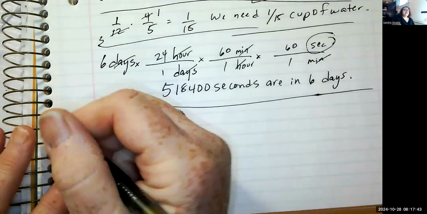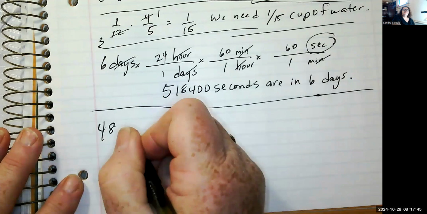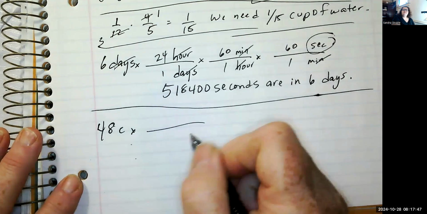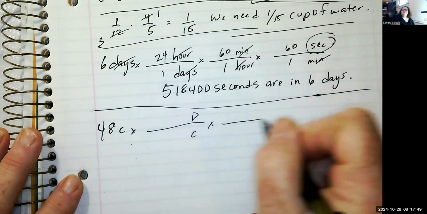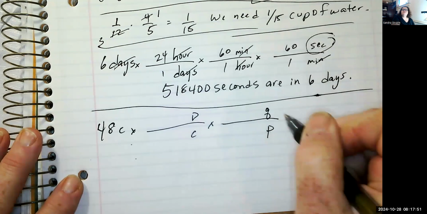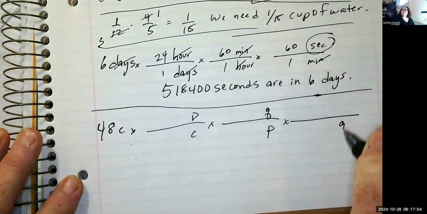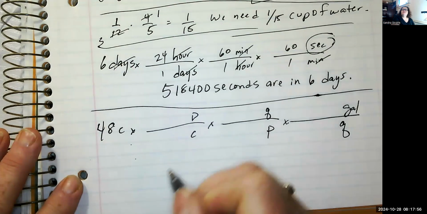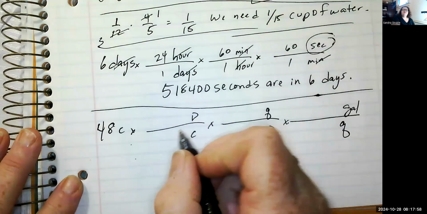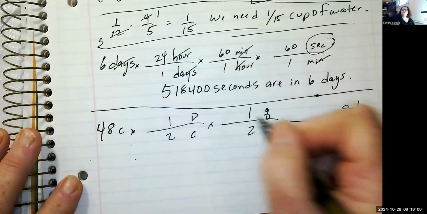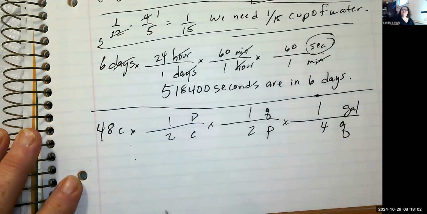Convert 48 cups to gallons. We need to go from cups to pints, pints to quarts, and then quarts to gallons. And I gave you the conversions. 2 cups are in a pint, 2 pints are in a quart, 4 quarts are in a gallon.